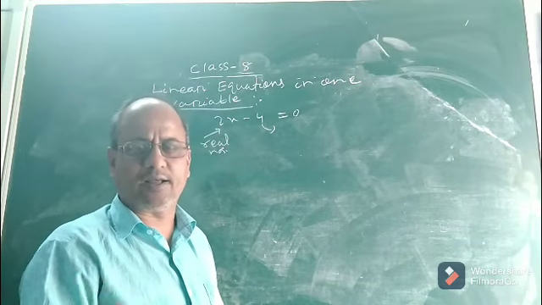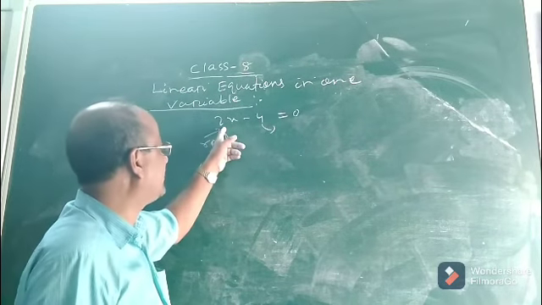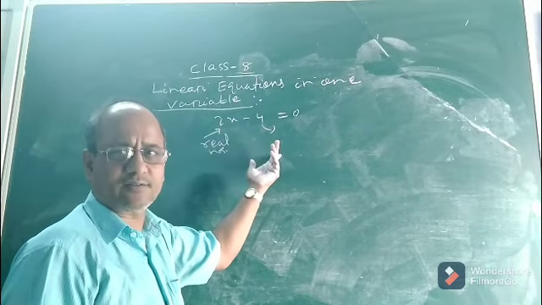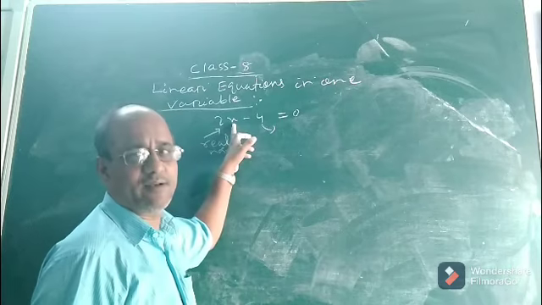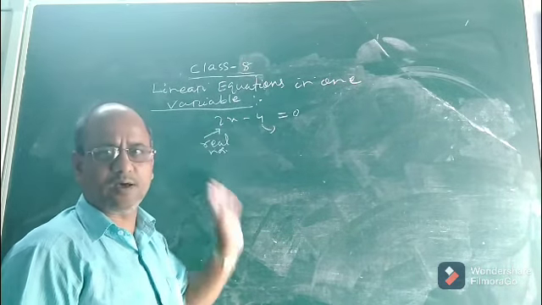Of course, we have not read real numbers. Real numbers will be taught in class 9 and 10. So you can say these 2 and 4 are real constants or real numbers, and x is the variable part. So this is a linear equation in one variable.